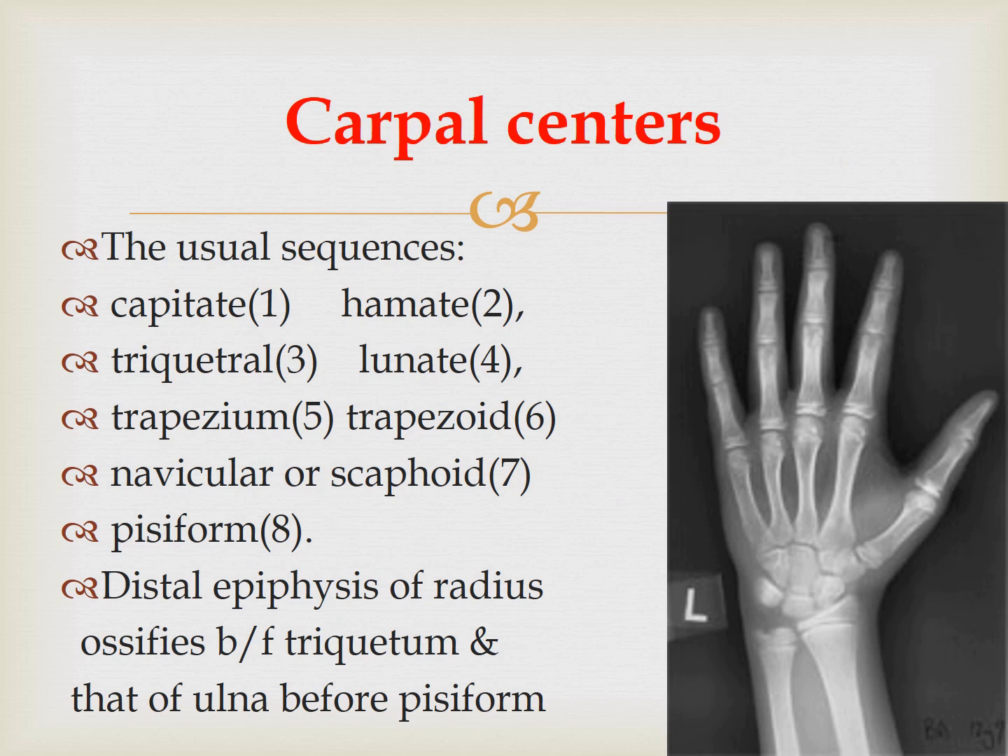Okay, carpal centers, when are they going to ossify? There are 8 carpal centers: capitate, hamate, triquetral, lunate, trapezium, trapezoid, navicular, also known as scaphoid, and pisiform bone. The distal epiphysis of the radius ossifies before the triquetrum, and that of the ulna before the pisiform. So this end of the X-ray hand is chosen for a long time.